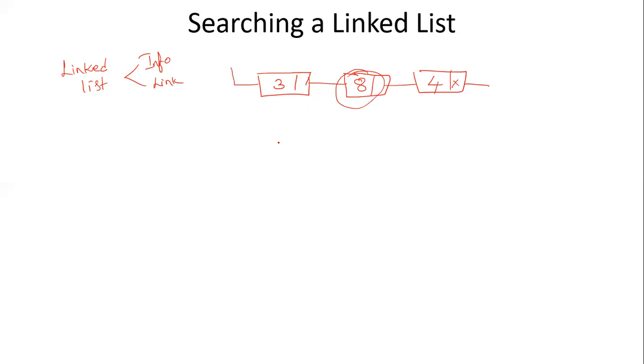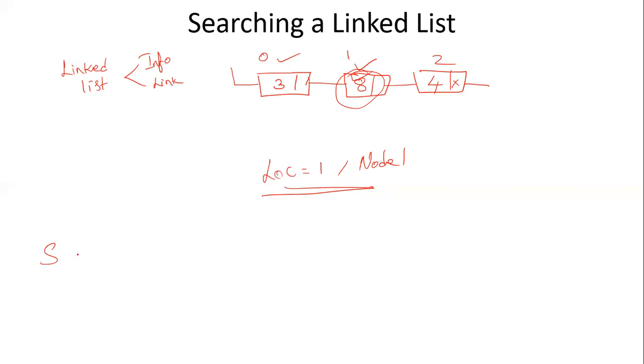So what the search algorithm has to do is check with the first node, and then check with the second node. As it checks each node, it compares with the number of my interest. If it is equal to 8, then it will return the location of the node. So let us say this is 0, this is 1, and this is 2. Then it will say the 8 is stored at location 1, or node 1. That is what the searching algorithm will do.